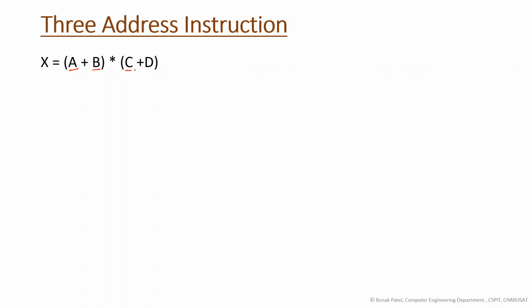Then second, get this value and store it somewhere. And then perform multiplication on this, or take intermediate R1, R2, and multiply R1, R2, right? And store the result in X.